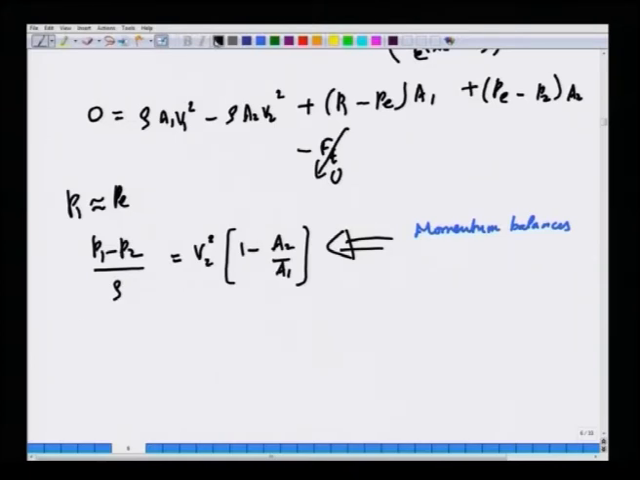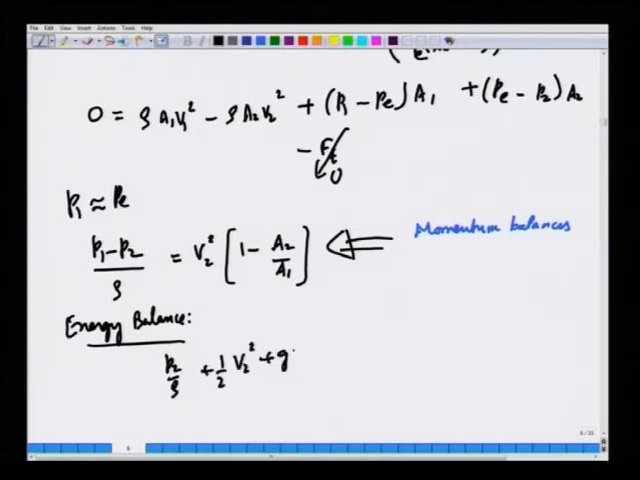Now, if you use the integral energy balance, you will get that P2 by rho plus half V2 squared plus GZ2 is P1 by rho plus half V1 squared plus GZ1 minus viscous losses. There is no shear, and there is no shaft work done because there are no shafts cutting across the control surface through this simple expansion.